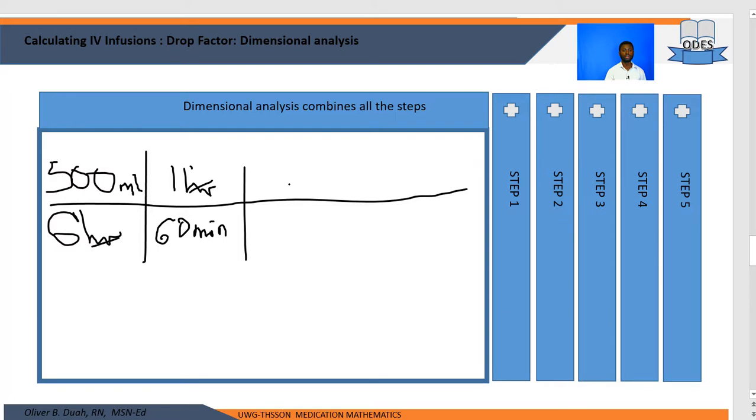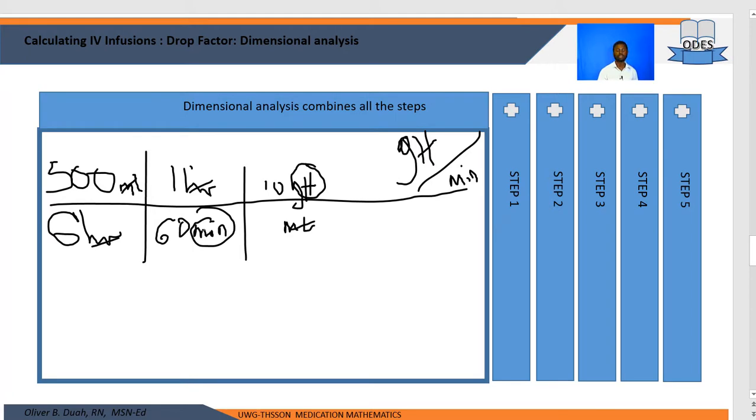Then we know that we have 10 drops per every ml. So ml will cancel ml. Now remember, what did we desire? We desired our answer to be in GTT, which is drops per minute. So the units that are left here is GTT per minute, which means that we set up our dimensional analysis correctly.